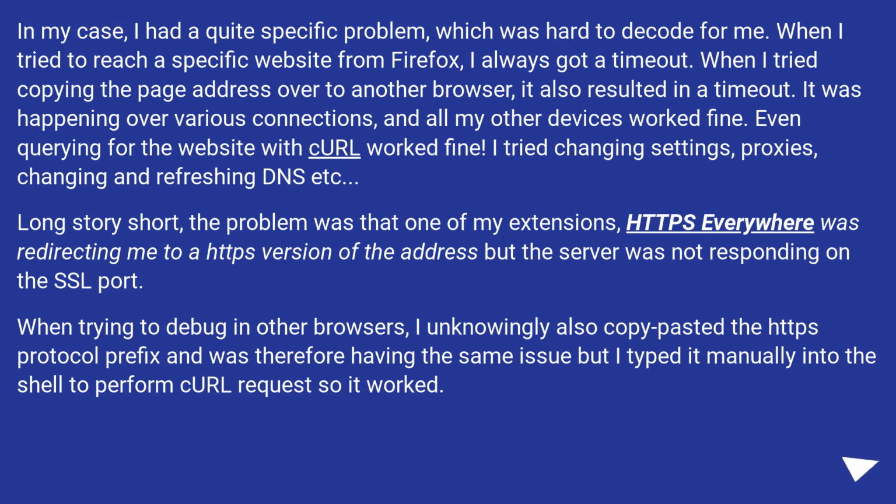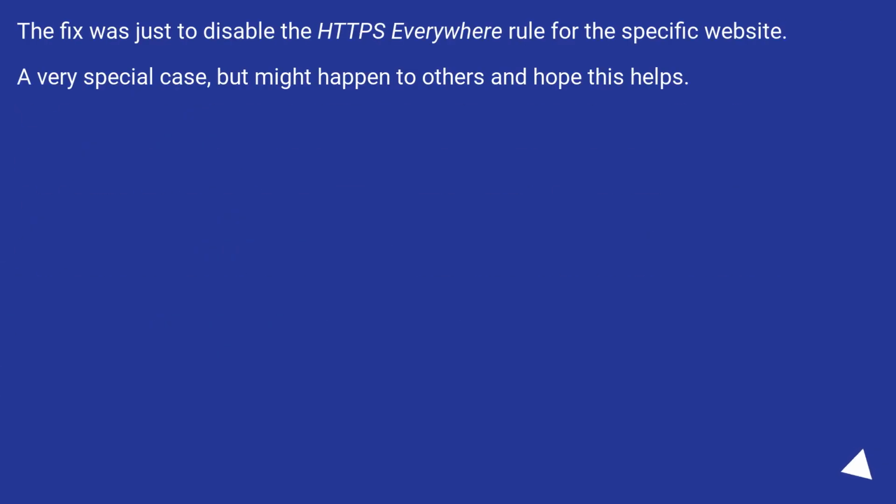Long story short, the problem was that one of my extensions, HTTPS Everywhere, was redirecting me to an HTTPS version of the address, but the server was not responding on the SSL port. When trying to debug in other browsers, I unknowingly also copy-pasted the HTTPS protocol prefix and was therefore having the same issue, but I typed it manually into the shell to perform curl requests, so it worked. The fix was just to disable the HTTPS Everywhere rule for the specific website. A very special case, but might happen to others, and hope this helps.